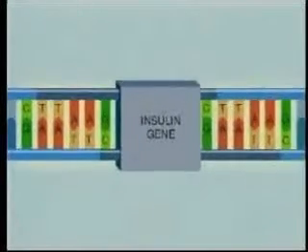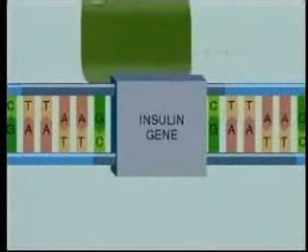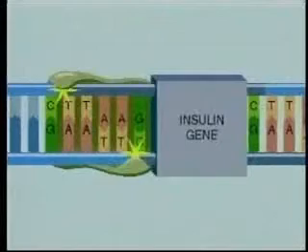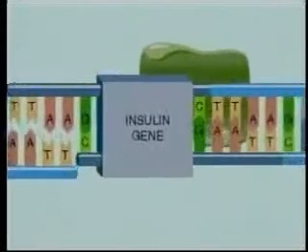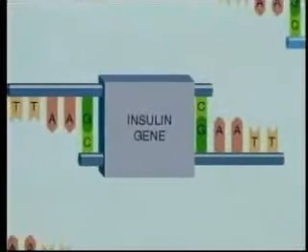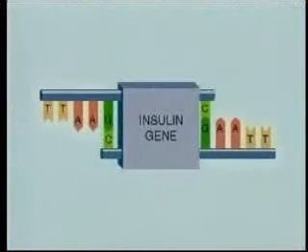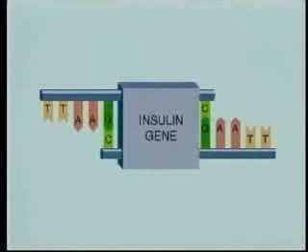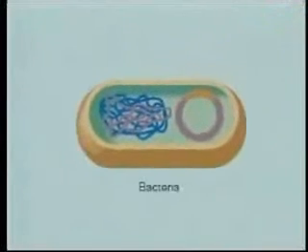GAATTC. A special enzyme added by a scientist recognizes this sequence and cuts the DNA on either side of the insulin gene. This isolates the insulin gene and leaves two segments of bases on either side. These segments are called sticky ends because they will bind to DNA segments that have complementary bases. The insulin gene is now ready for insertion into bacterial DNA.